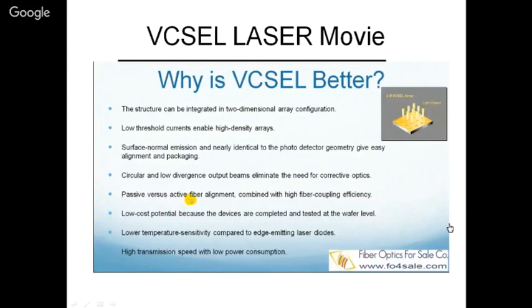Passive versus active fiber alignment combined with high fiber coupling efficiency. Low cost potential because devices are completed and tested at the wafer level. Lower temperature sensitivity compared to edge emitting laser diodes. High transmission speed with low power consumption. So there you have it.